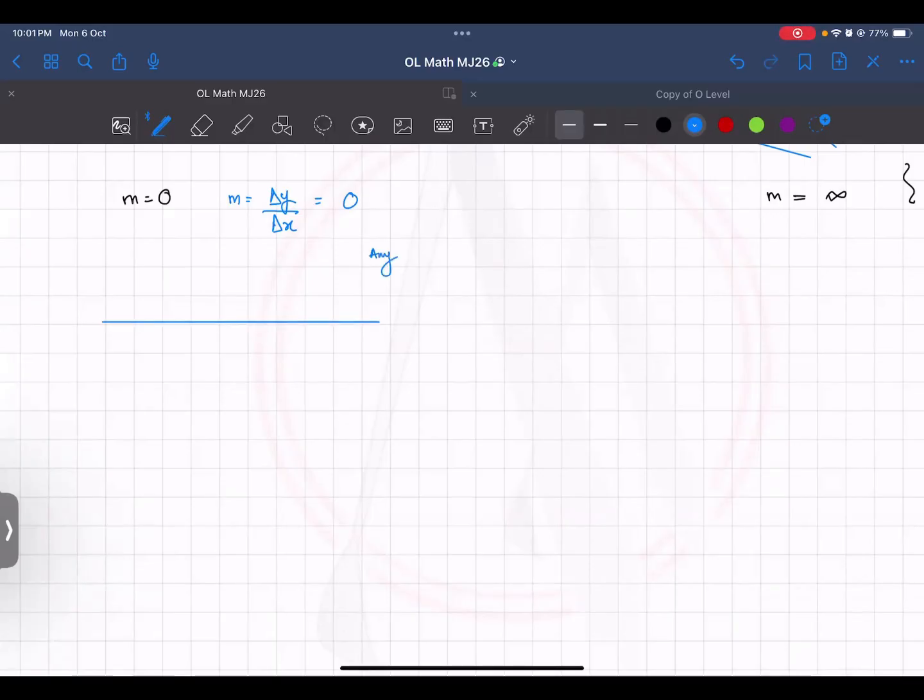Any horizontal line will have gradient 0. Yes, it will have gradient 0.